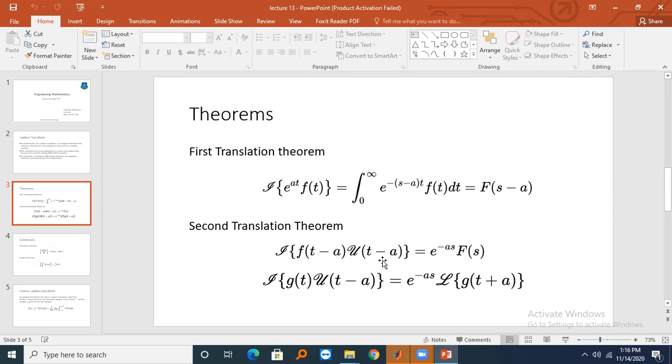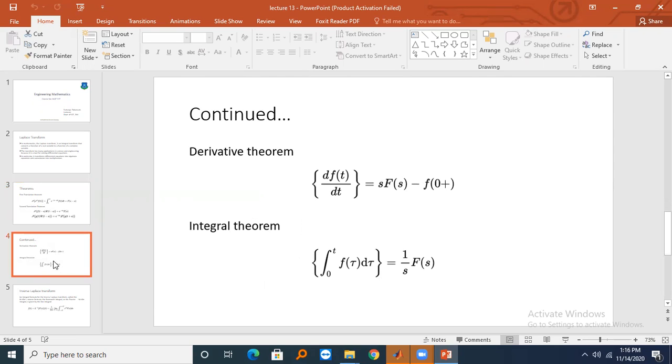Okay, now the second translation theorem is like this. We can go through the derivative theorem. When we take the Laplace transform of d/dt of f(t), we get s F(s) minus f(0+). This f(0+) is the initial condition.